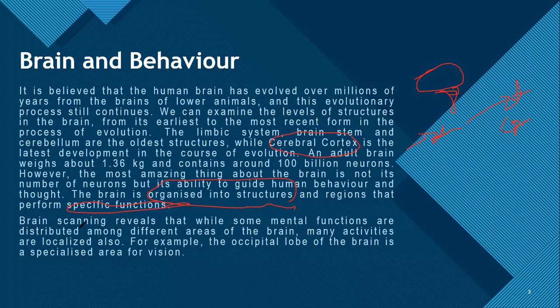Brain scanning reveals that while some mental functions are distributed among different areas of the brain, many activities are also localized. The brain is complex, we cannot define everything that is happening, but still there are a few areas: midbrain, frontal brain, hindbrain. We will see these details in the coming minutes. There is an occipital lobe. The brain is divided into four major lobes. This will be explained in the coming sessions.